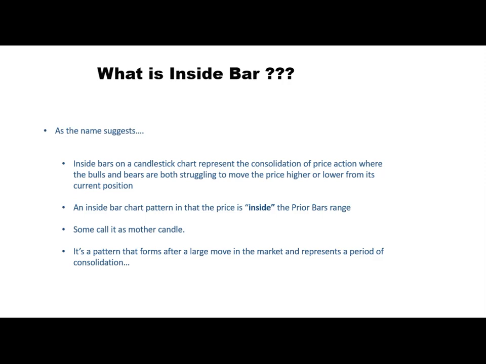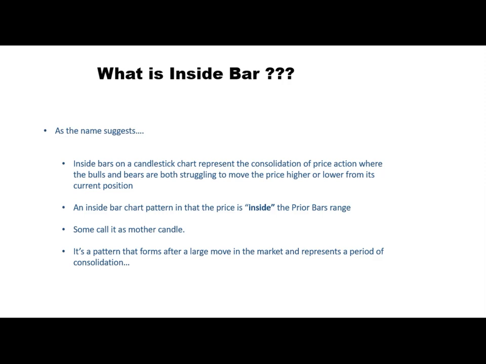Today we are going to see inside bar. So what is an inside bar? As the name suggests, an inside bar is a candlestick that forms inside the mother candle. Inside bars on a candlestick chart represent the consolidation of the price action, where the bulls and the bears both are struggling to move the price higher or lower from the current position. So that is the definition of the inside bar.